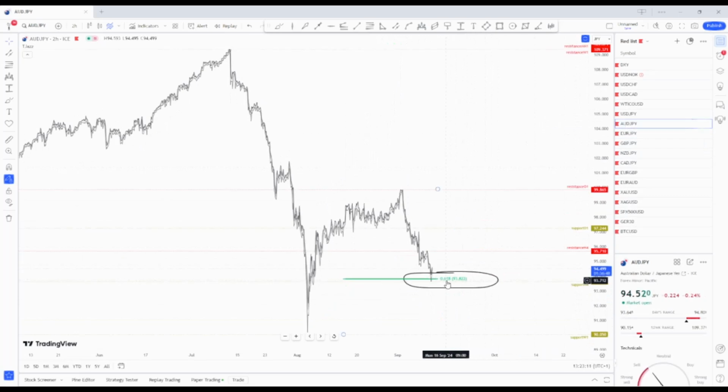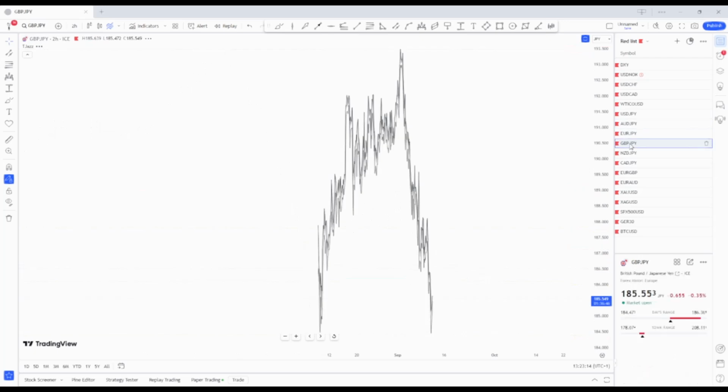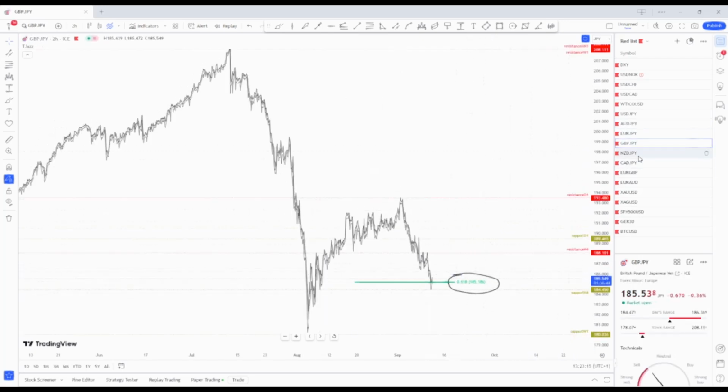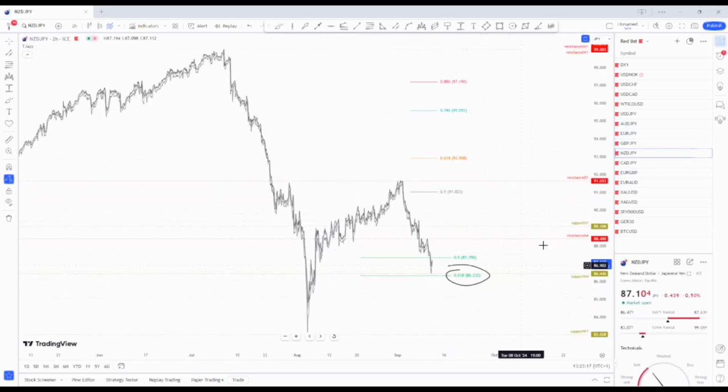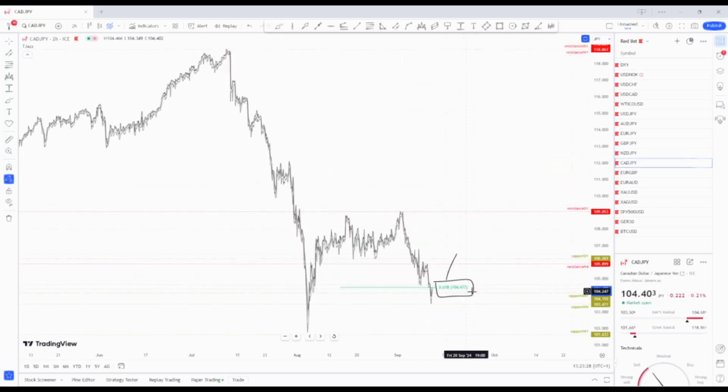The Aussie facing the golden Fibonacci retracement level, the pound facing the golden Fibonacci retracement level, the New Zealand also at the golden Fibonacci level right below a new fractal support already printed at 86.44. The Canadian also bouncing from a new fractal support 103.47, golden Fibonacci 104.47.